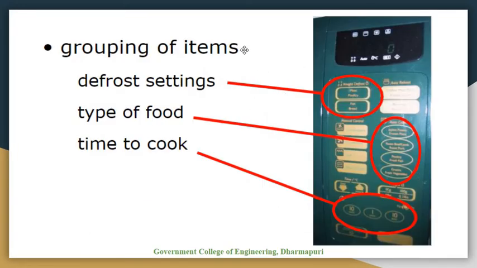Here is another example of how we have grouped the items. You can assume this is oven settings or food processor settings. Here we have kept the defrost settings. This one is the type of food, meaning what types of food you want to prepare. We have grouped them here, and the time to cook, like 10 seconds or 10 minutes or 1 minute, we have grouped them here.